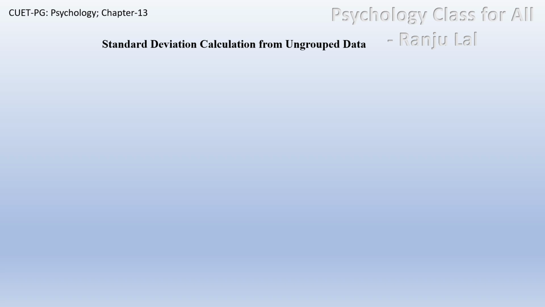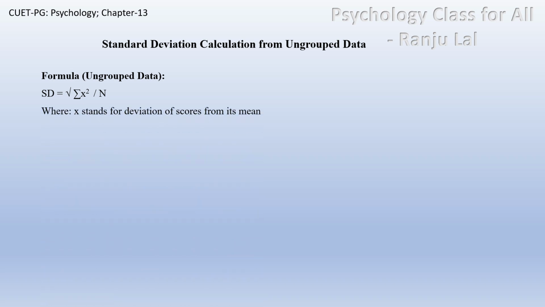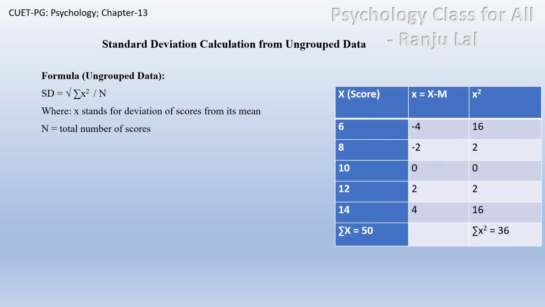Standard deviation calculation from ungrouped data. So there is a formula. Standard deviation is equal to the square root of summation x squared divided by n, where x stands for deviation of scores from its mean, and n stands for the total number of scores. Here is an example of calculation of standard deviation from ungrouped data.